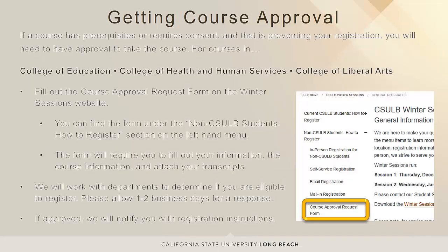If you're wanting to add a course in the College of Education, College of Health and Human Services, or the College of Liberal Arts, you will need to fill out the course approval request form on the Winter Sessions website. You can find the form under the non-CSULB students How to Register section on the left-hand menu. The form will require you to fill out your information, the course information, and attach your transcripts. We will work with the departments to determine if you are eligible to register. Please allow 1 to 2 business days for a response. If you are approved, we will notify you with the registration instructions.